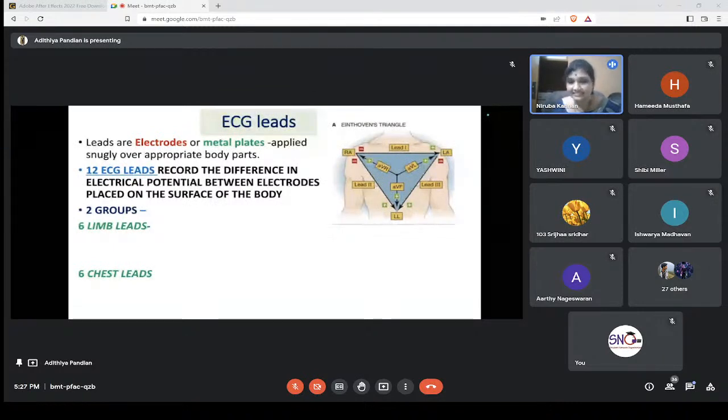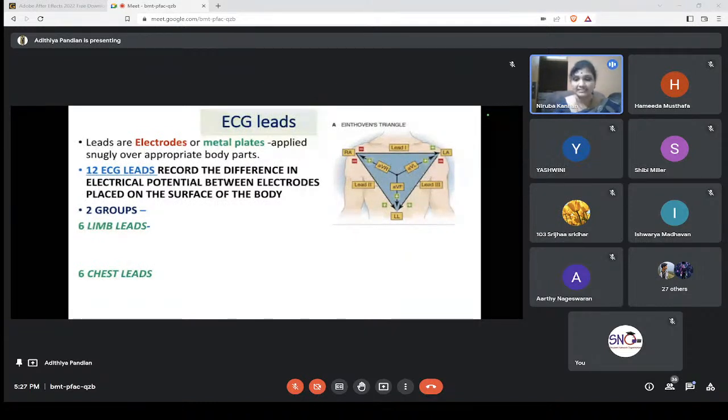AVR has only one exploring electrode, with the positive in the right arm. AVL has the positive electrode in the left arm, and AVF has the positive electrode in the left foot, where F stands for foot. So these 3 plus lead 1, lead 2, and lead 3, we call limb leads.